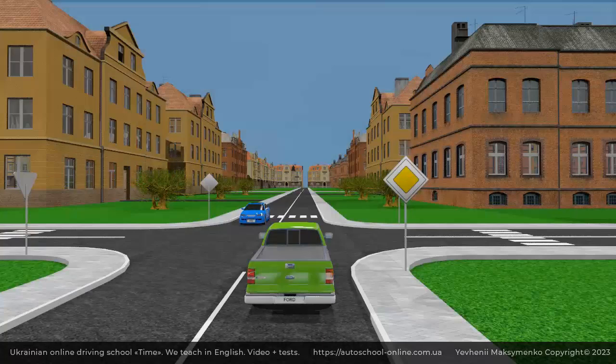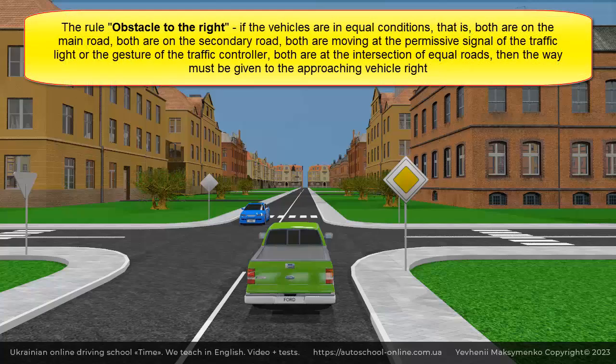The procedure for passing oncoming vehicles on an equal road can be memorized by following the right-hand obstruction rule. What is this rule? To summarize, if the cars are in similar conditions, i.e., both on the main road, both on the secondary roadway, both moving at a traffic light or a control gesture, and both on an intersection of equal traffic, then the vehicle approaching from the right should be allowed to pass.